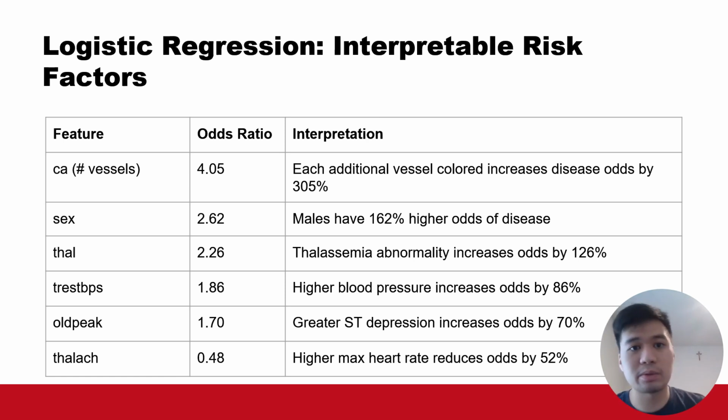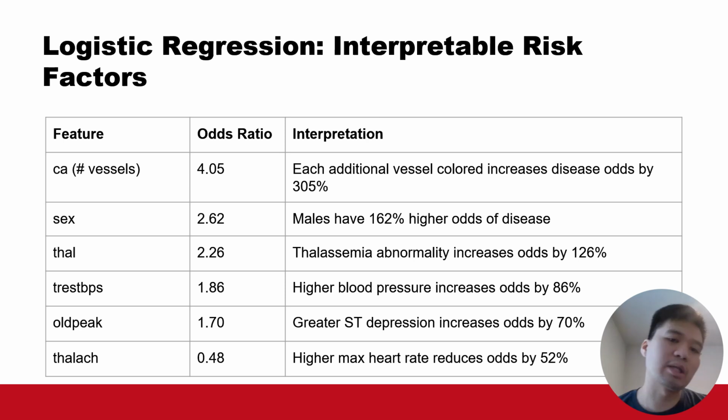Second is sex, with an odds ratio of 2.62. This tells us that males have a 162% higher odds of heart disease compared to females, holding all other factors constant. This aligns with extensive medical research showing that men are at higher risk for cardiovascular disease, especially at younger ages. Third is thal, or thalassemia type, with an odds ratio of 2.26, meaning that a thalassemia abnormality increases odds by 126%.